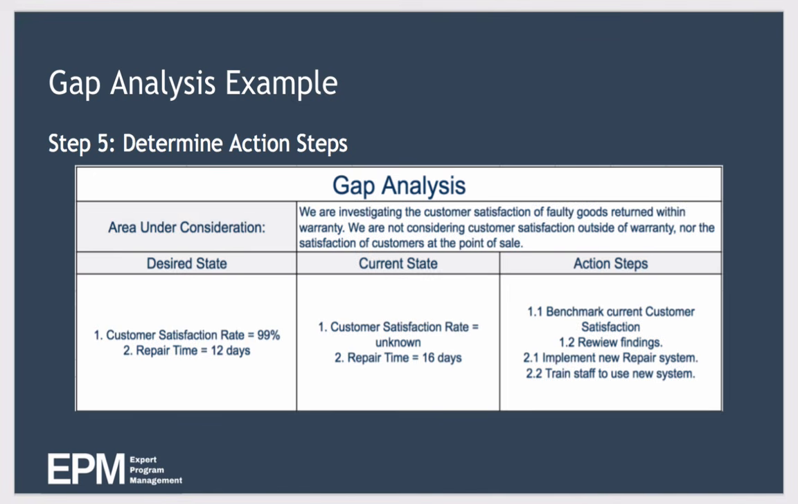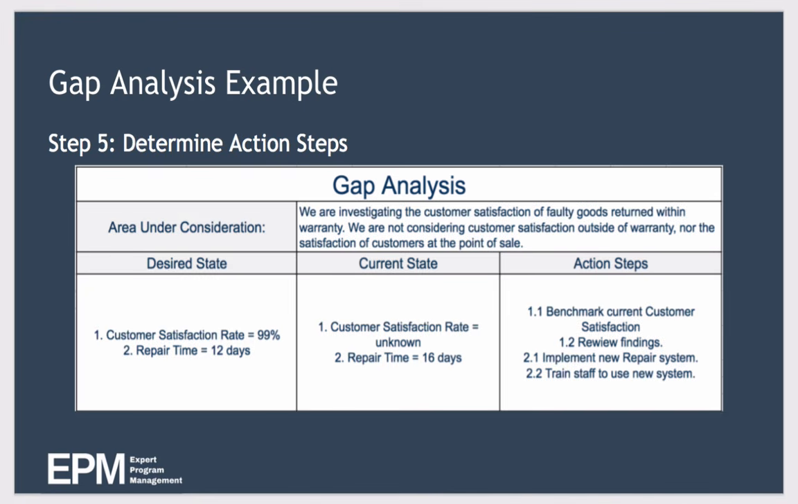And that's where the company describes the actions it will take to close the gap between the current state and the desired state. Now, because this company has no data for customer satisfaction rate, it decides the first step is going to be to benchmark the current situation and then review the findings of this analysis. Now, to improve the repair time metric and get it to 12 days, the company decides to implement a new repair system and train staff how to use this new system.